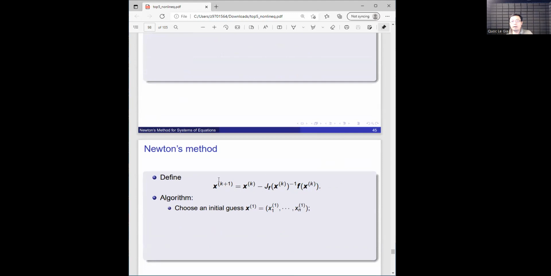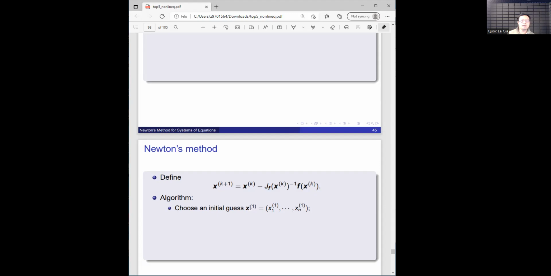Now, what do you see? If you compare this one with the one-dimensional case, remember, what is the one-dimensional Newton method? Yes. So now the inverse of the Jacobian replaces the derivative. Before we had f of xk over f prime of xk. But 1 over f prime of xk now has to be replaced by the inverse of the Jacobian. And that is the Newton method for the multivariate case.